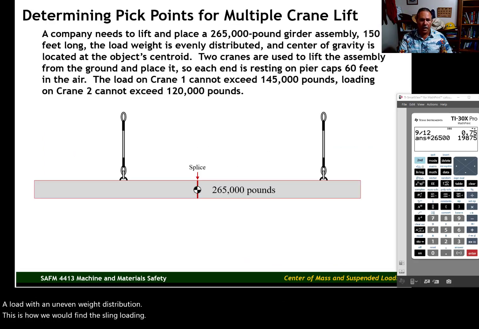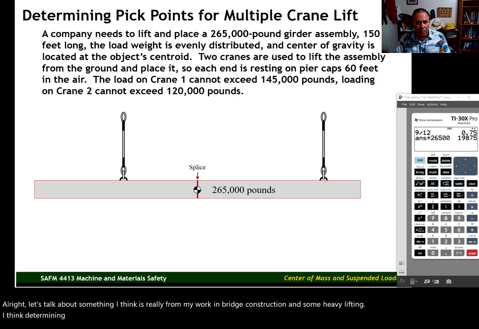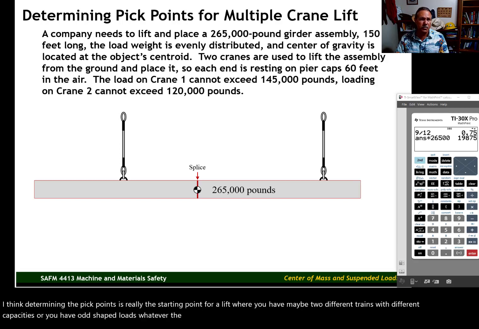All right, let's talk about something I think is really, from my work in bridge construction and some heavy lifting, I think determining the pick points is really the starting point for a lift where you have maybe 2 different cranes with different capacities, or you have odd-shaped loads, whatever the case may be. Determining those pick points is crucial to help prevent overloading the rigging or overloading the cranes that you're using.